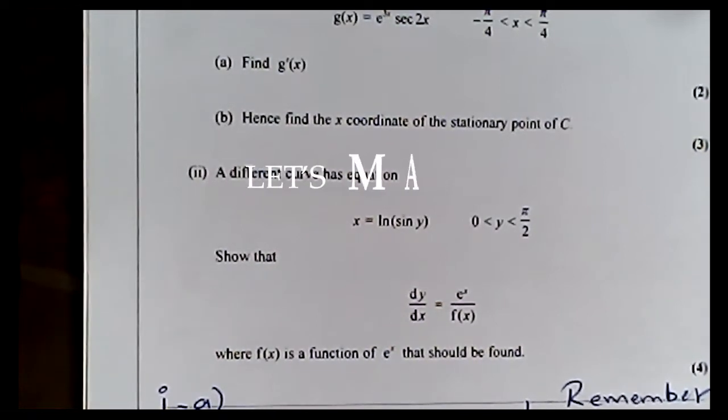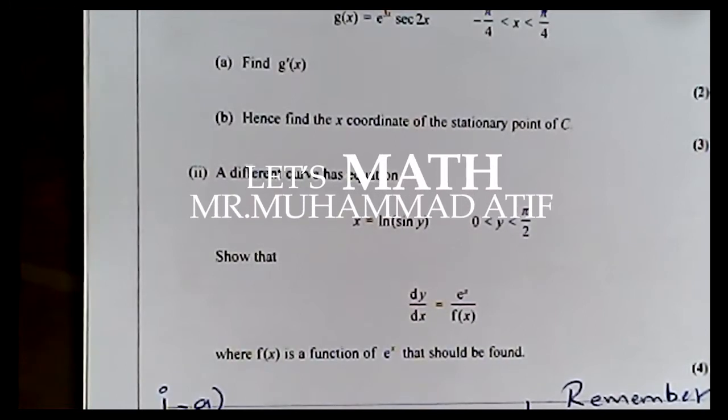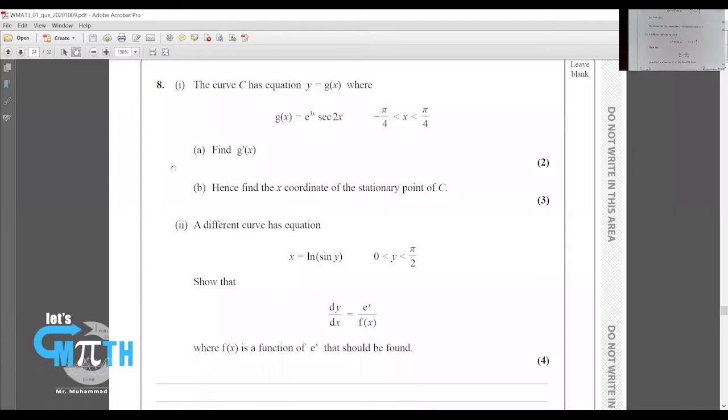Today we shall solve a P3 question from a recent exam paper. The question is number 8. The curve C has the equation y equals e power 3x sec 2x, where x is between negative pi over 4 and pi over 4. Find the derivative of g of x. Before we do so, we need to remember some rules for this specific question. And just copy the question.